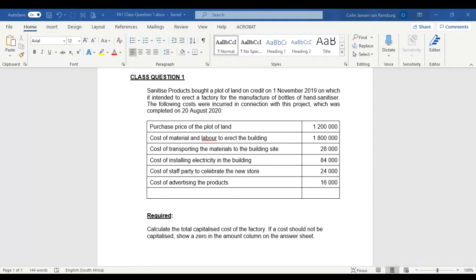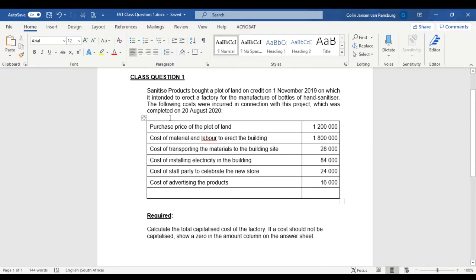We've got a class question or a class example on how we will deal with the cost of property, plant and equipment. So let us just see what is required of us. They say there, calculate the total capitalized cost of the factory. If a cost should not be capitalized, in other words, if it should be written off as an expense, then show a 0 in the amount column on the answer sheet, and then they've provided us with a little answer sheet which we will populate as we go along.